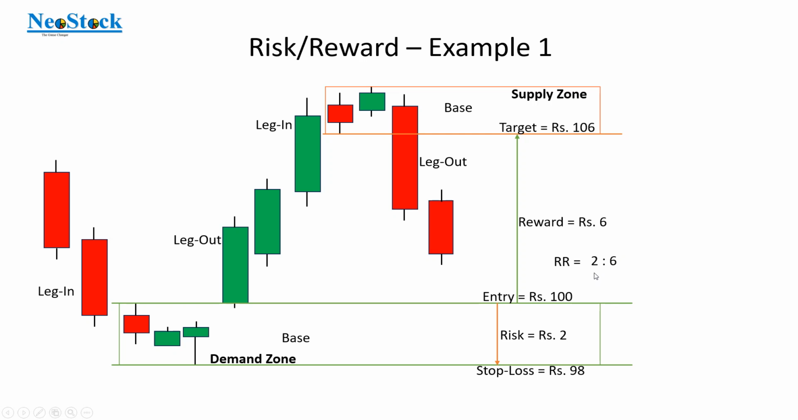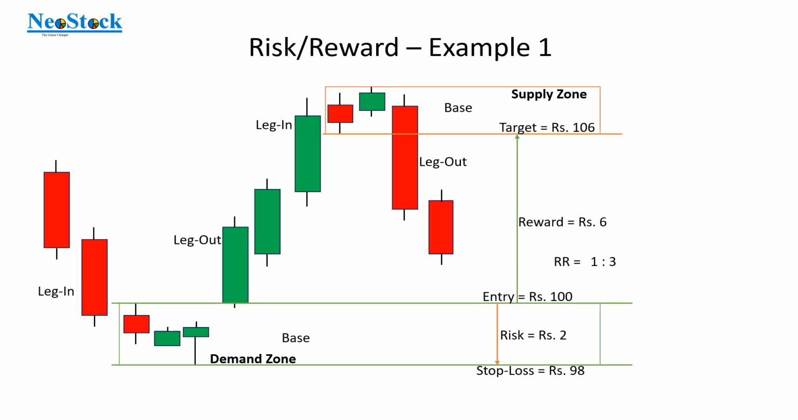So always we calculate reward with 1 as the base. So that's why RR equals 1:6 divided by 2, that equals 1:3. So what does this RR indicate? For every 1 rupee loss, you get 3 rupees profit. In other terms, for every 1 rupee risk, you are expecting a reward of 3 rupees. So this is the real meaning of 1:3 RR. That is risk reward.